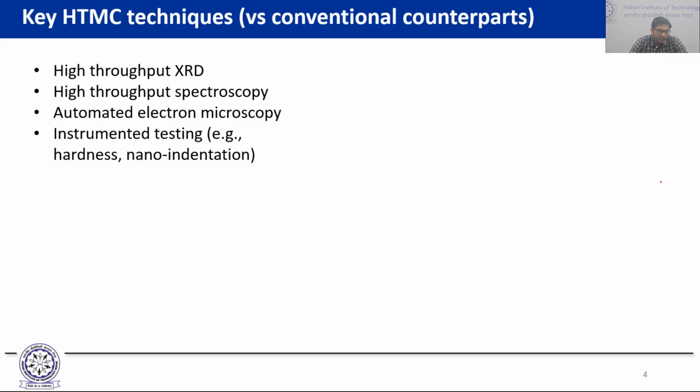X-rays are quite common, but you can also do high throughput spectroscopy. One can do automated electron microscopy or even optical microscopy. One can do instrumented testing, where you can program a hardness tester or a nano indenter to make measurements from different spatial locations of your sample. So if you have a sample with a composition gradient, in other words, if you have used a combinatorial processing method and you couple that with instrumented testing, you can start getting the mechanical properties from different composition space in your sample.